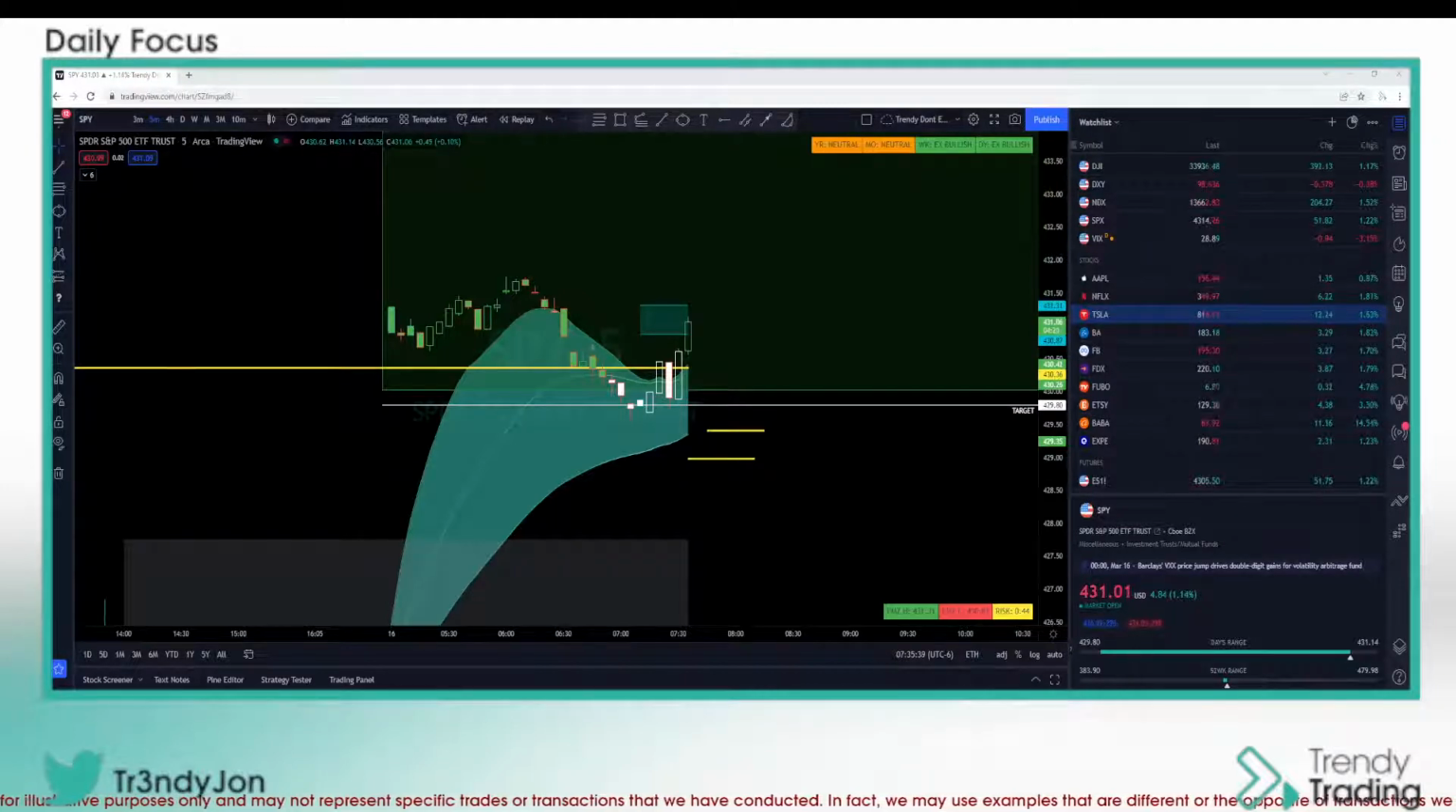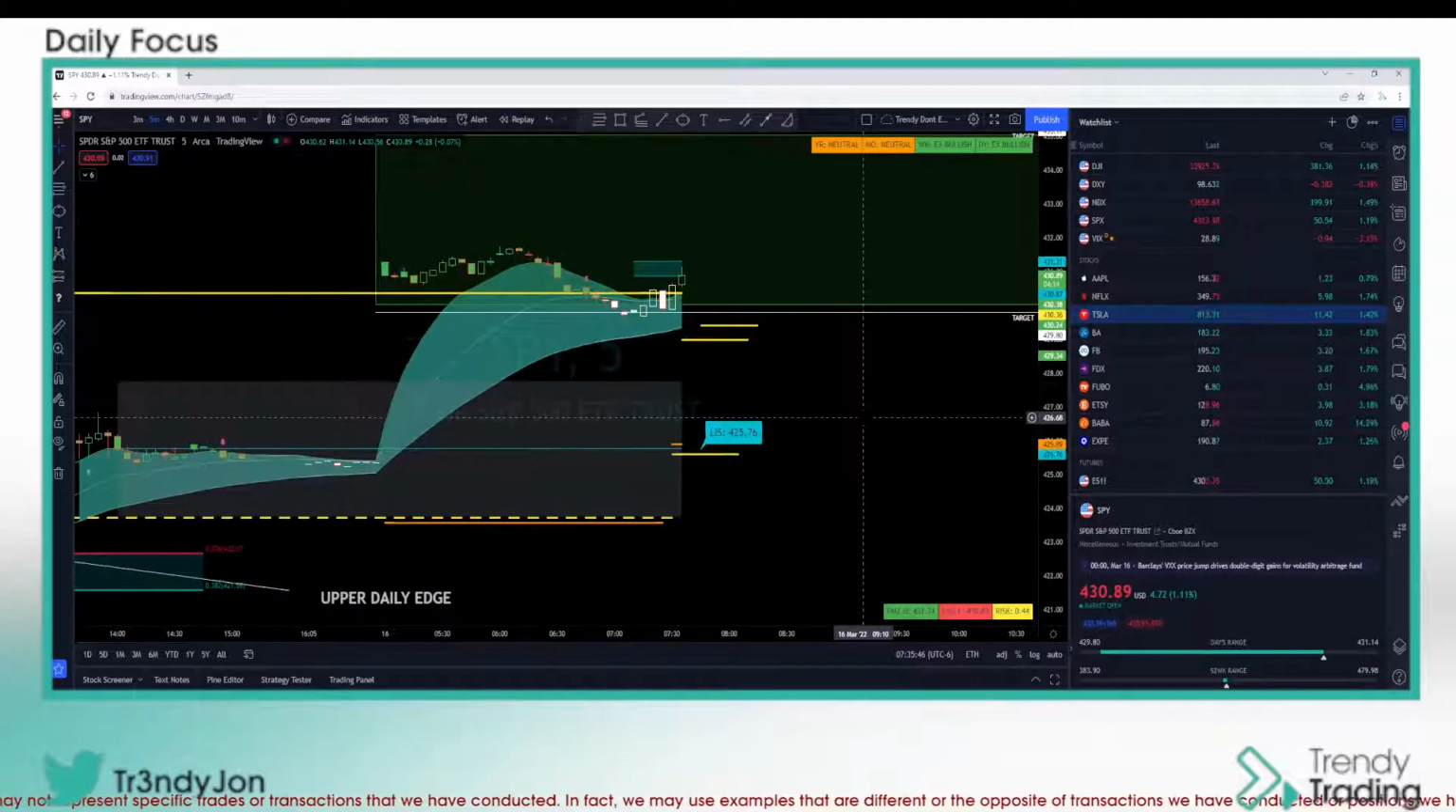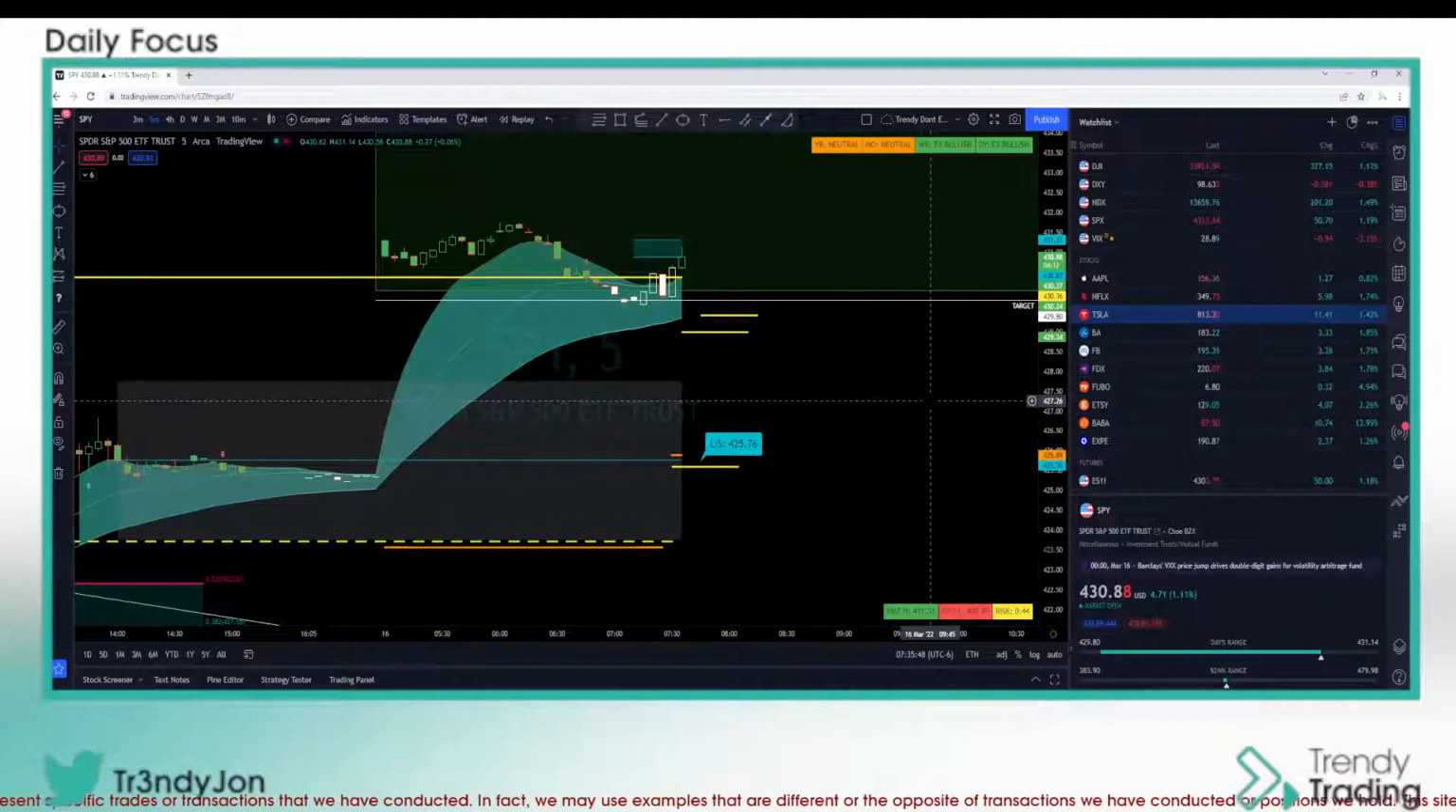All right, nice push into our PMZ there. So you can see the support level worked really well. For right now, AMD continues to push pretty nicely here.